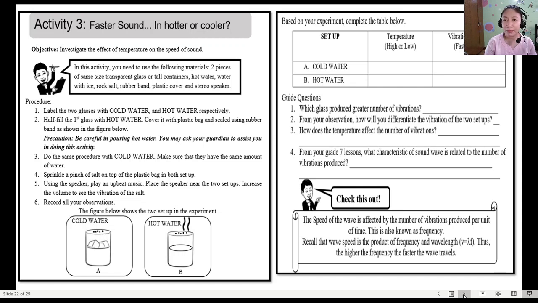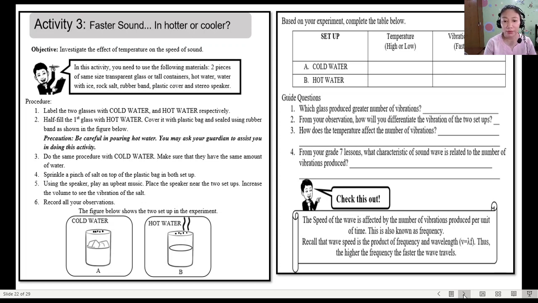And then, vibration produced. Kapag cold water, ano siya? Mabilis ba? Mabagal? Ganun din pag hot water. So, nakalagay naman na kung ano yung mga possible answers. And then, after that, the guide question 1 to 4. And remember, ayan sa check this out, the speed of the wave is affected by the number of vibrations produced per unit of time. This is also known as frequency.